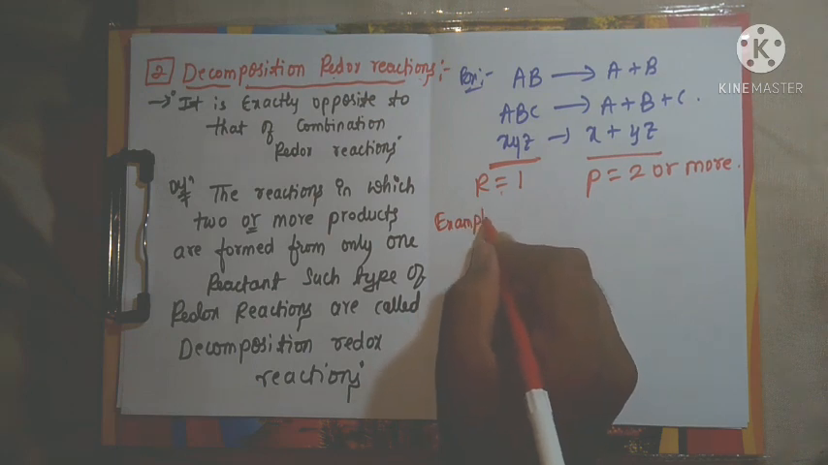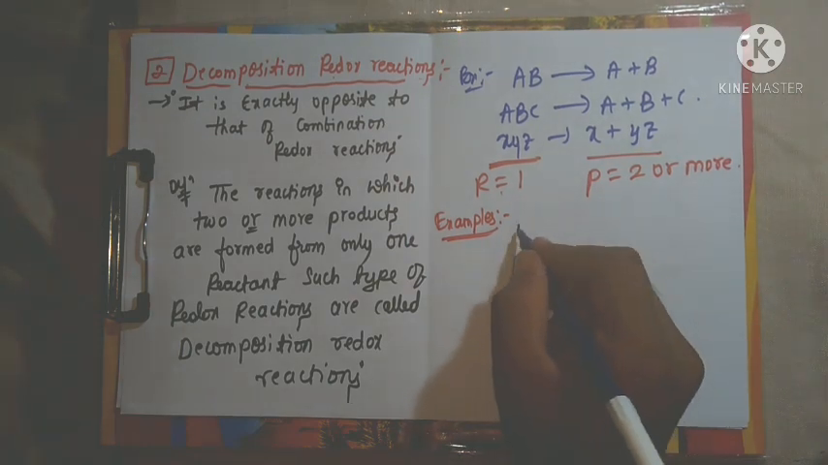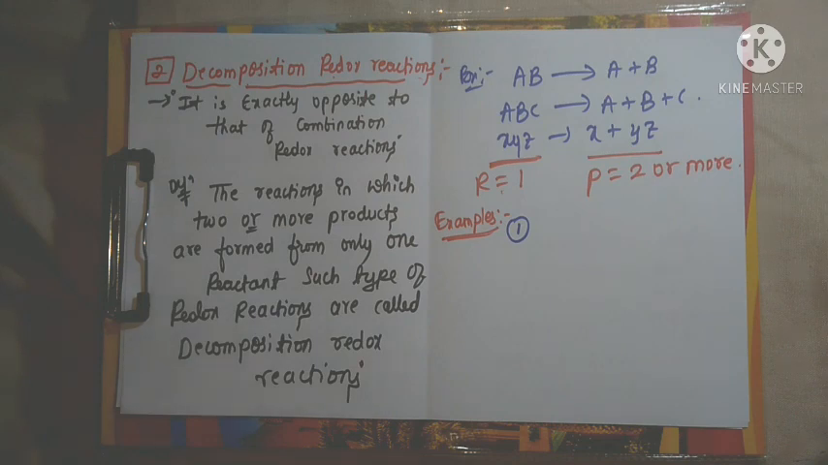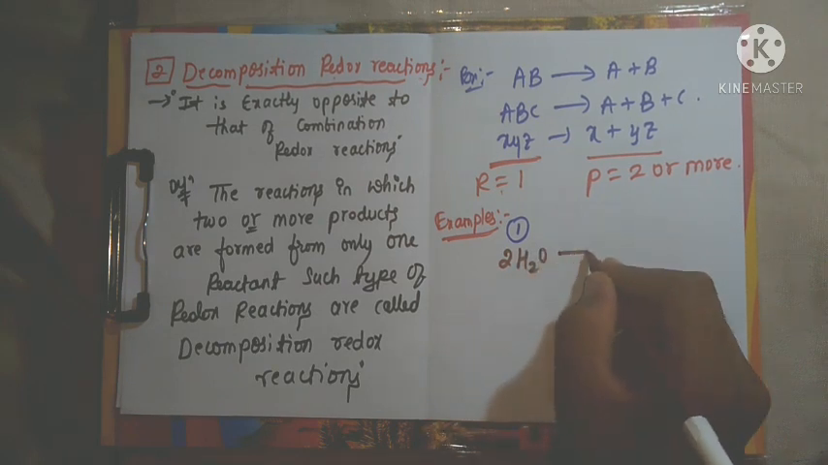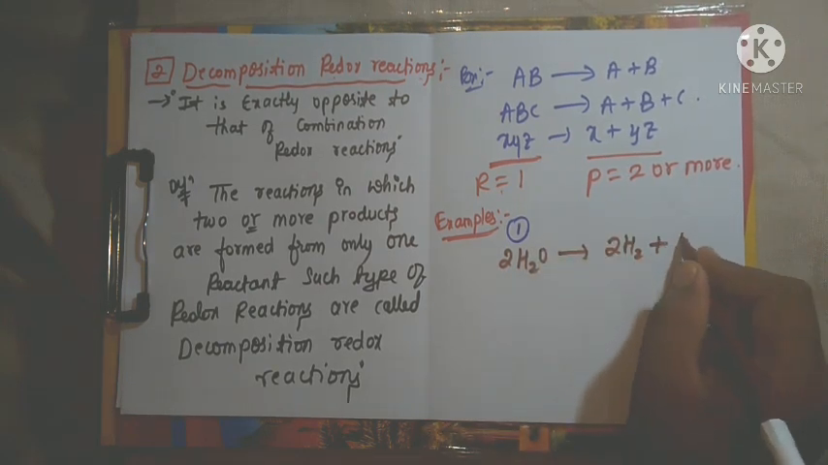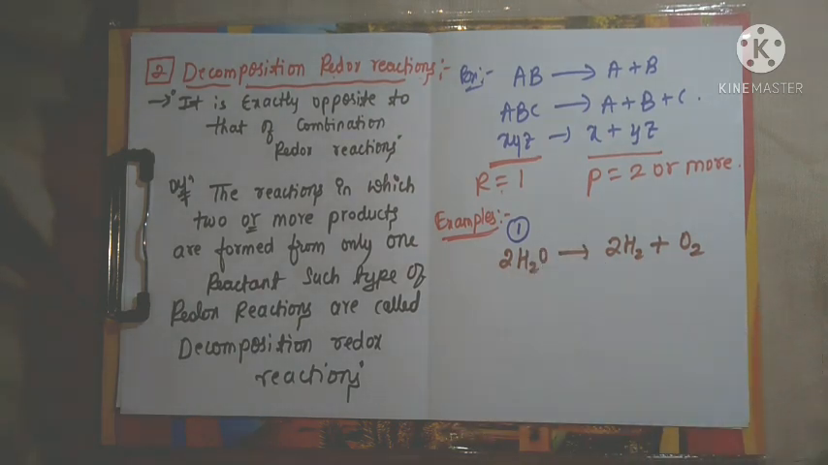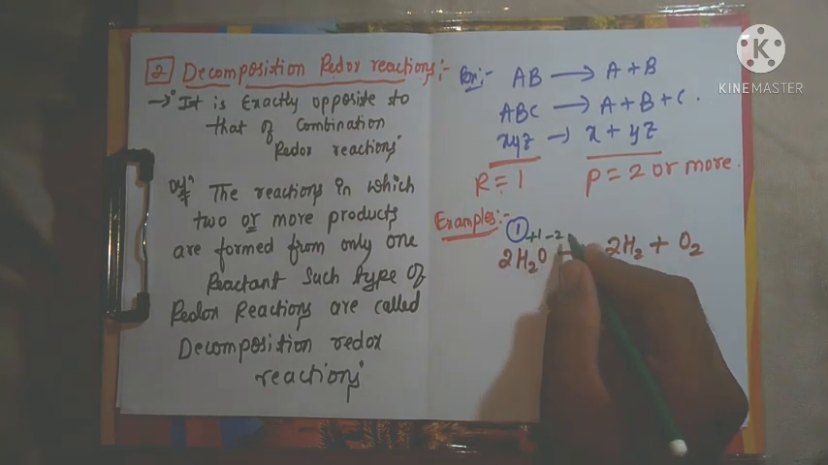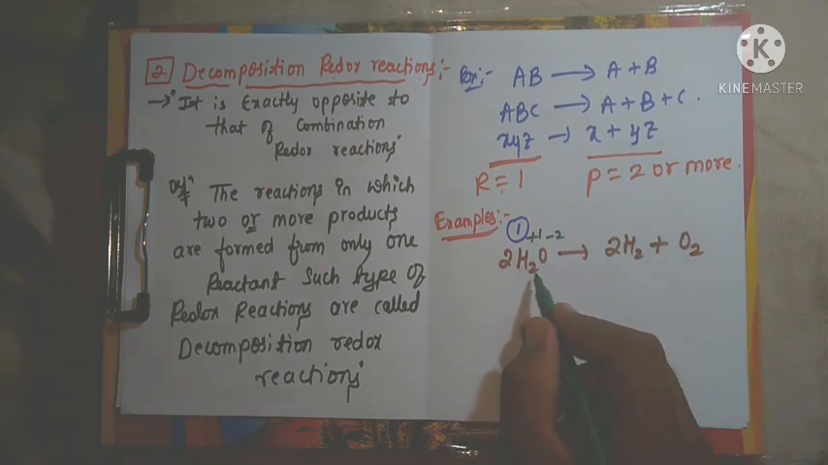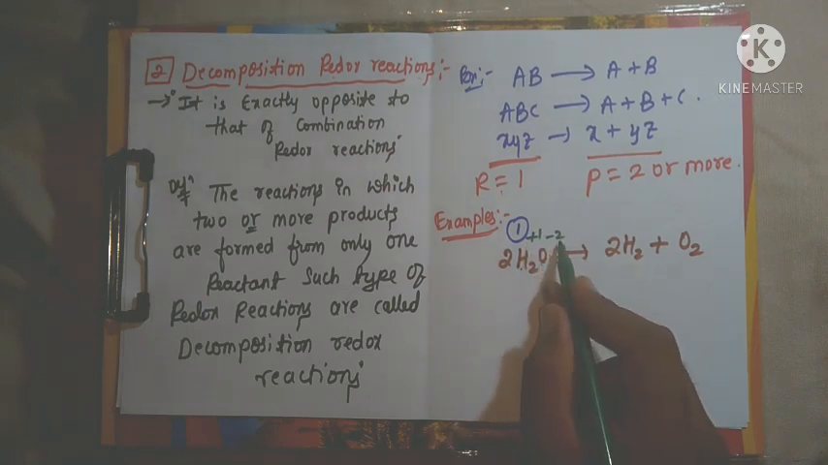Now we will see the examples for decomposition redox reactions. Particular examples we will discuss. First example: 2H2O gives rise to 2H2 plus O2. Now just check here, the oxidation number of hydrogen in this reaction is +1, oxygen is -2. Here in the reactant the hydrogen oxidation number is +1, and oxygen oxidation number is -2.